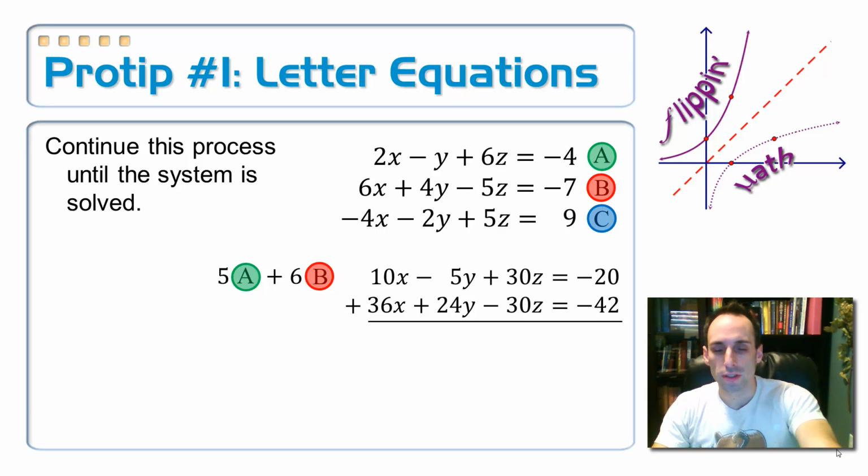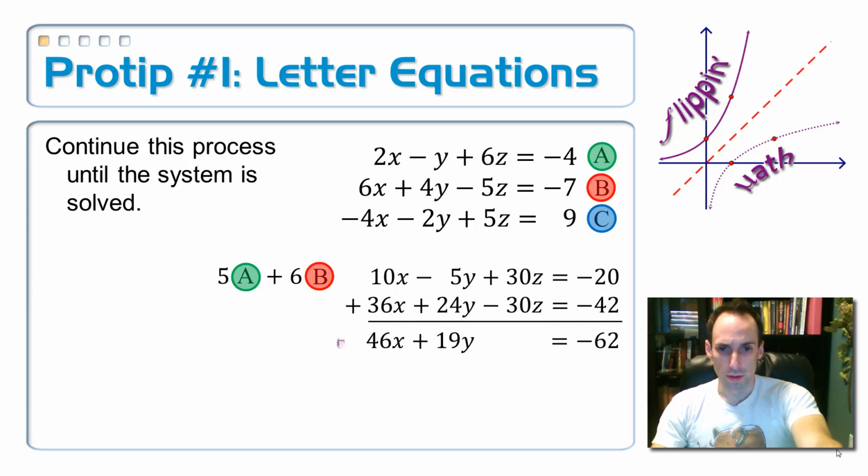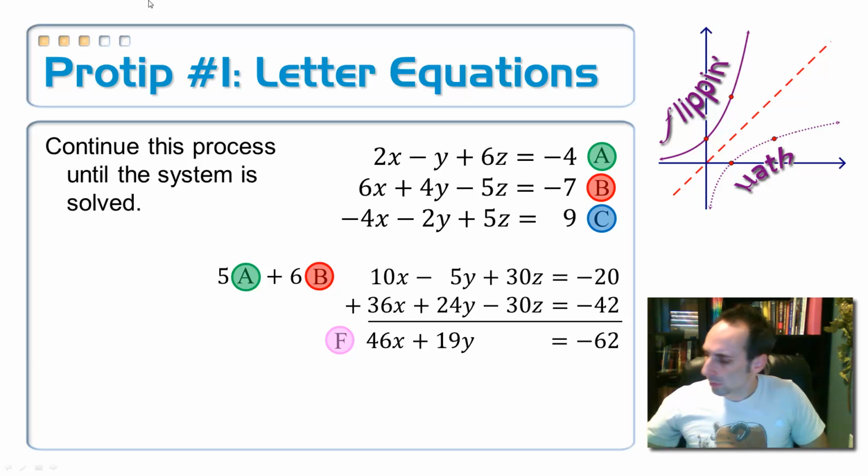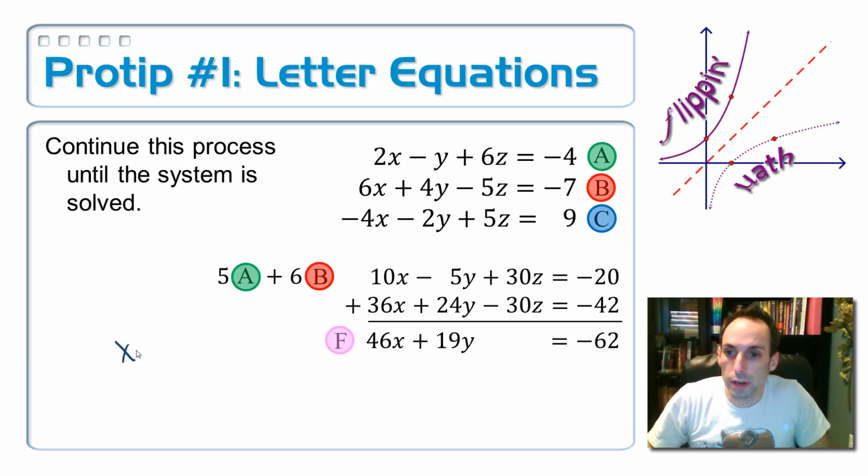We're going to have 46x, 19y, and negative 62. Let's call that equation F. It doesn't look like they have anything in common, so we can't simplify it any. So remember, the previous equation was x plus y is equal to 1, and that was equation E.